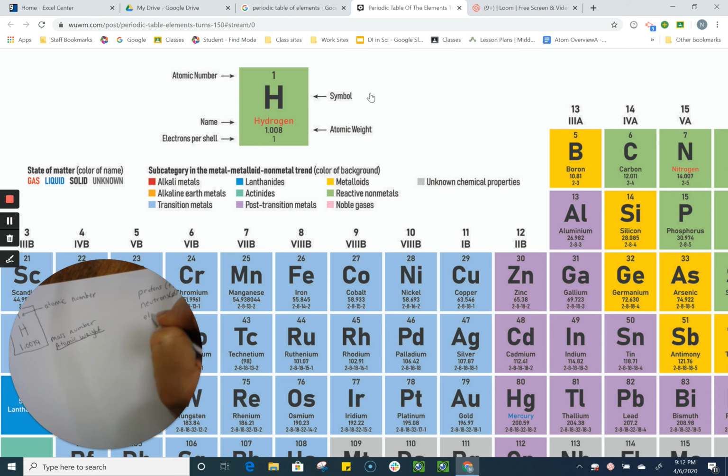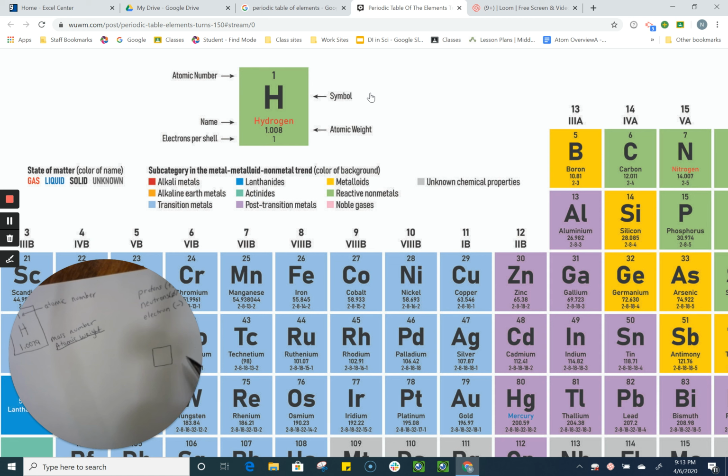Then the other particle is significantly smaller than the protons and neutrons. These are about the same size. They're actually assigned a weight of about 1 AMU, 1 atomic mass unit. And then electrons are significantly smaller, and they carry a negative charge. And basically, the protons and neutrons are located in the nucleus of an atom, and the electrons are orbiting that nucleus.